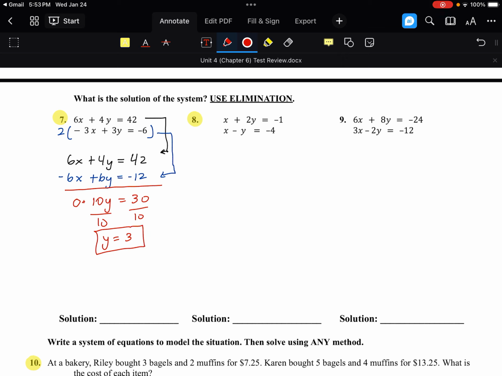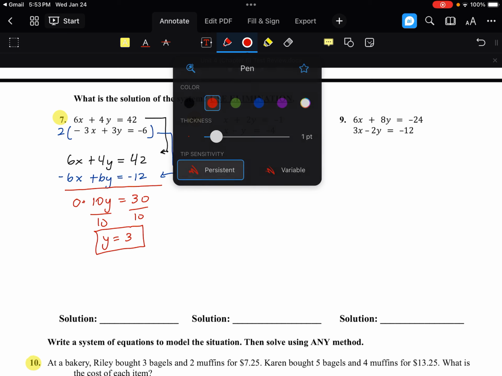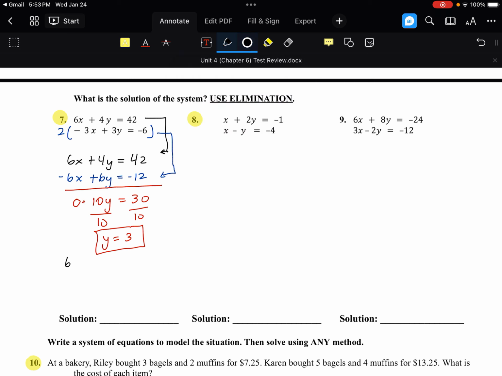Now that I know what y equals, I just need to plug it back into one of the equations to solve for x. So it doesn't really matter which one you choose. I'm going to plug it back into the very first equation. So 6x plus 4 times 3 equals 42. So this becomes 6x plus 12 equals 42. I'll subtract 12 from both sides. You get 6x equals 30. And so in this case, x equals 5. So your solution here is the point 5, 3.